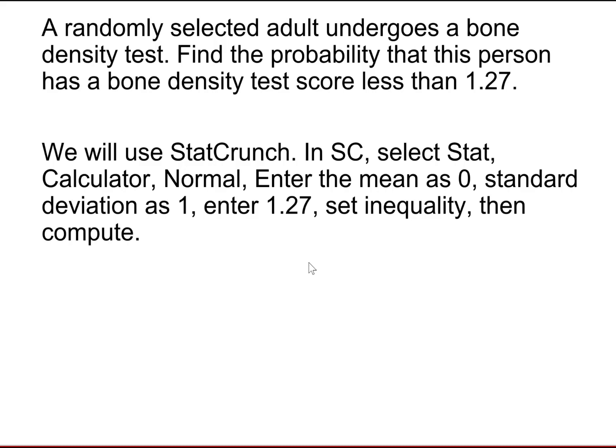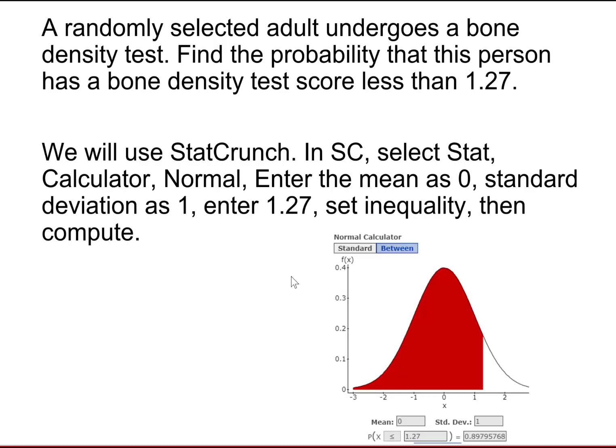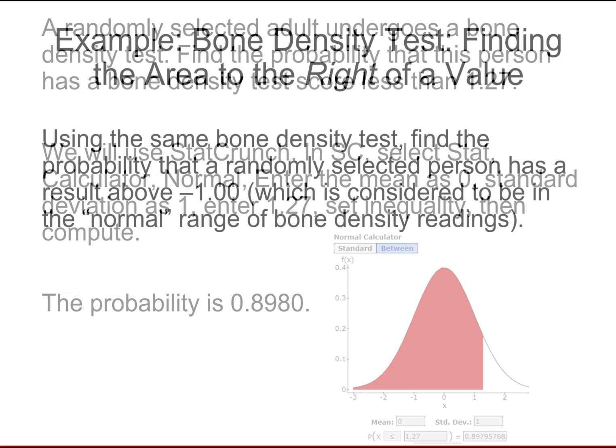So again, I'm going to use my StatCrunch tool, Stat, Calculator, Normal. It will come up as default with a mean of 0 and a standard deviation of 1. Then I'm going to enter the 1.27 in the window here, hit compute, and there's my probability. I notice that the probability that a person has a bone density test score less than 1.27 is pretty high, 0.8980.